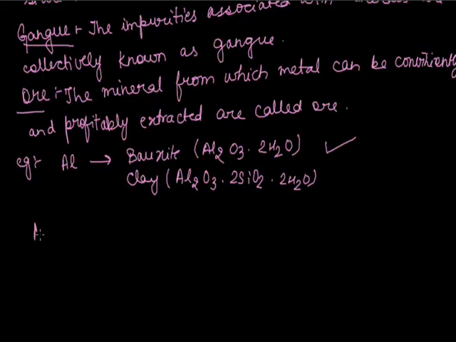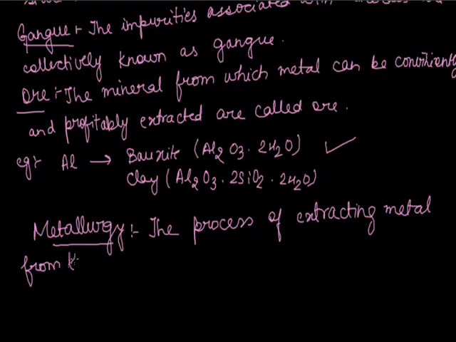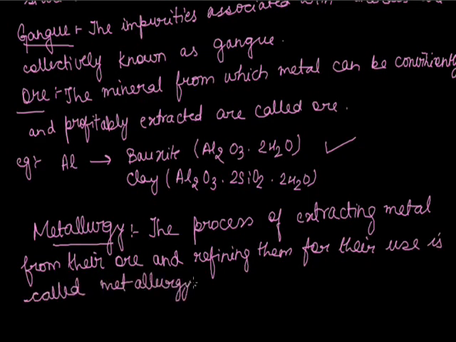Now, what is metallurgy? The process of extracting metal from their ores and then refining them for their use is called metallurgy. The ores generally contain unwanted impurities such as sand, stone, earthy particles, limestone, mica. These are all called gangue or matrix.